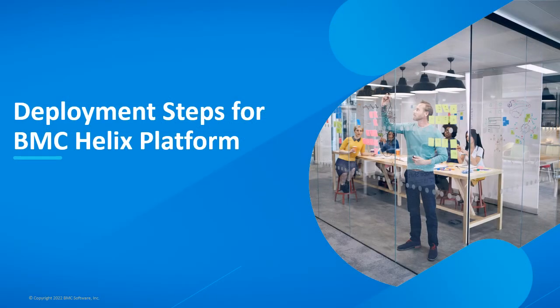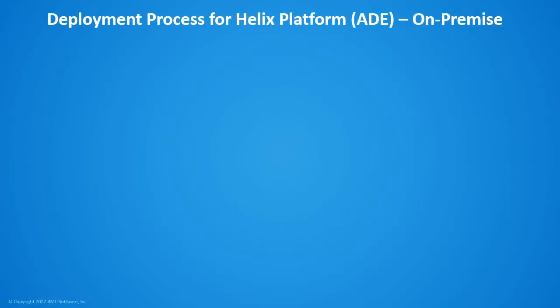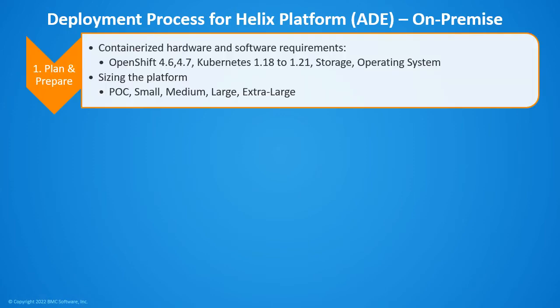Deployment steps for BMC Helix platform. In this section, I will go through the 6 steps for successful deployment. Step 1, plan and prepare. Obtain your hardware and software requirements. Size the platform. We're going to have a sizing for BHCO very shortly.